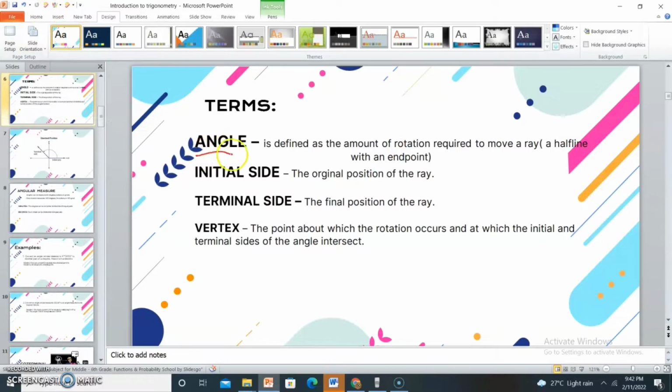The first term is the angle. It is defined as the amount of rotation required to move a ray or a half line with an endpoint. Initial side is the original position of the ray, and terminal side is the final position of the ray. Vertex is the point about which the rotation occurs, at which the initial and terminal sides of the angle intersect.